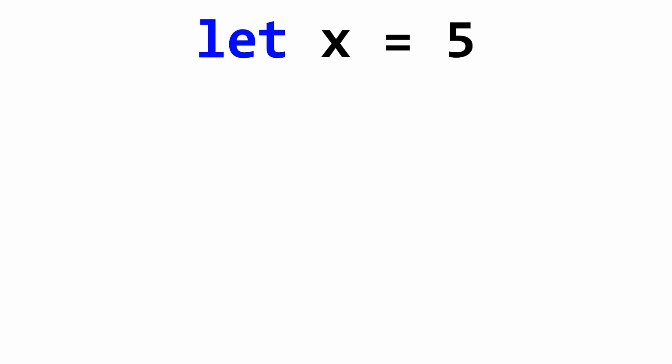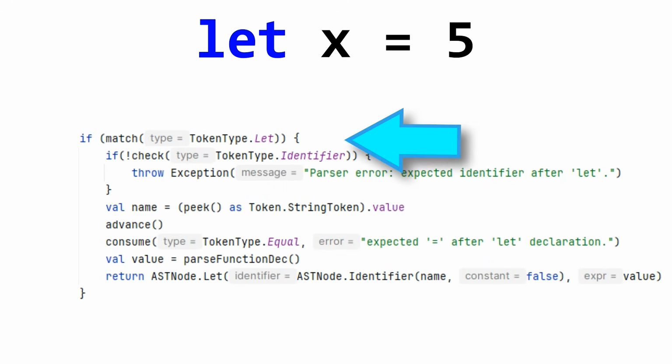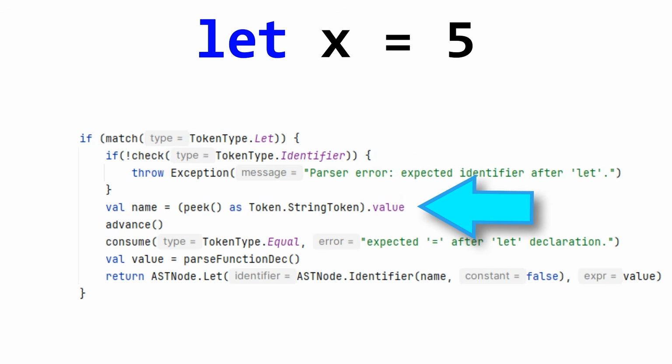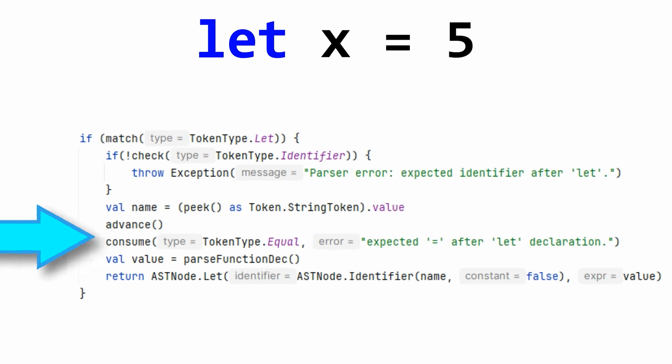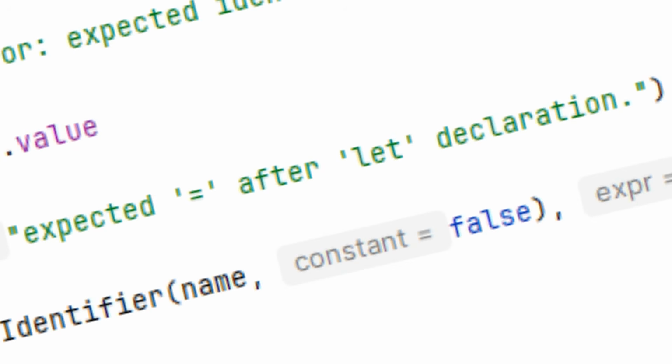The parser is also in charge of making sure that the code is correctly formatted as well. So in this example, the parser sees let and knows it's doing a variable declaration, resolves the x identifier, and then it makes sure to check that there is in fact an equal sign there before parsing whatever comes after that. Otherwise, the code isn't formatted right and it throws an error.